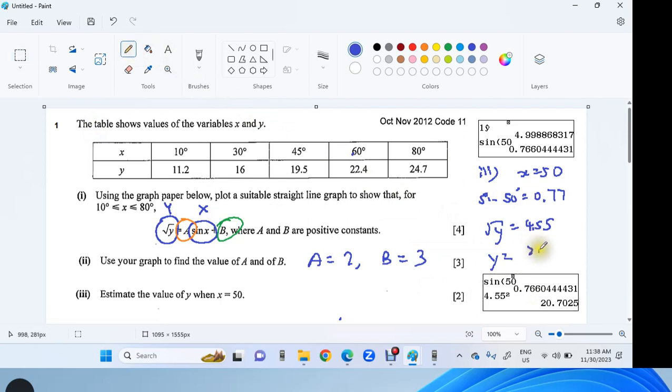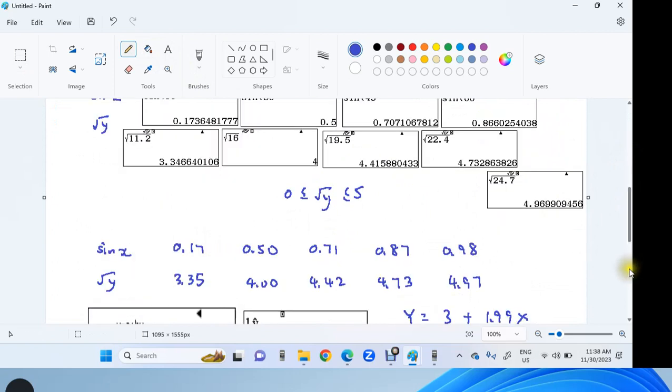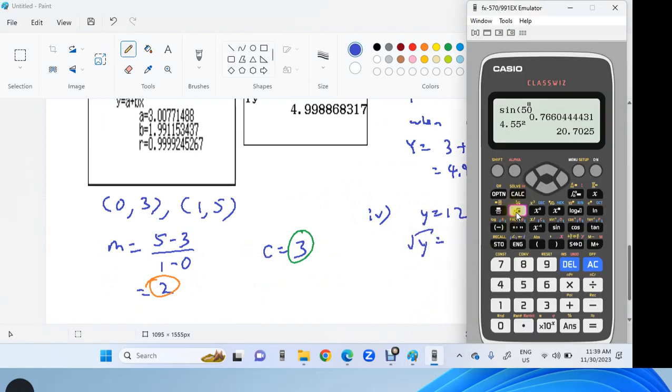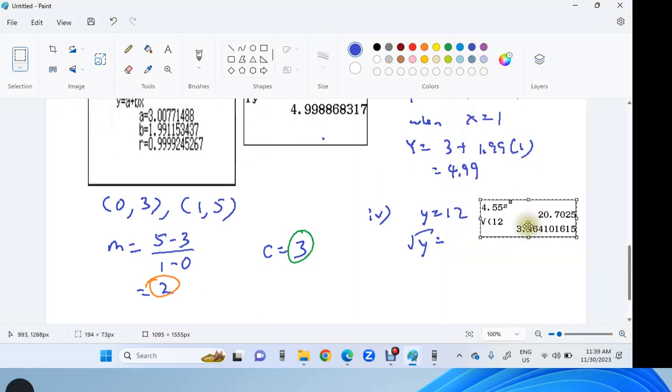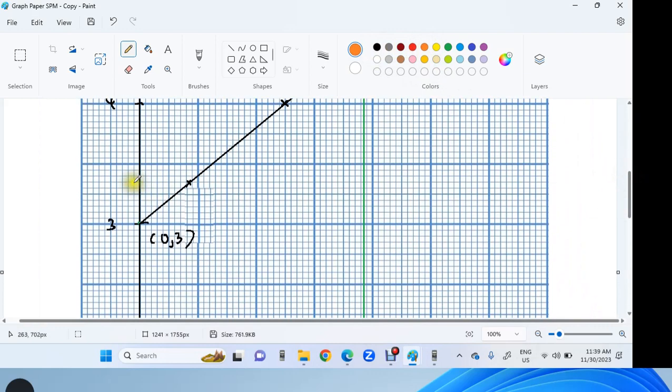Then the answer is 20.7. For the last part, y equal to 12. Then square root of y is equal to square root of 12, which is 3.46. So we check the value of 3.46 here. 3.45 is somewhere here, then 3.46 should be somewhere here.